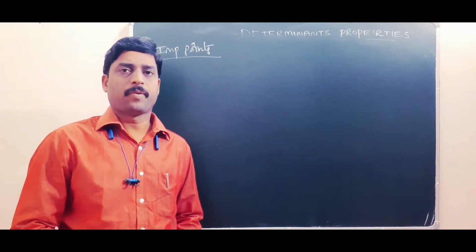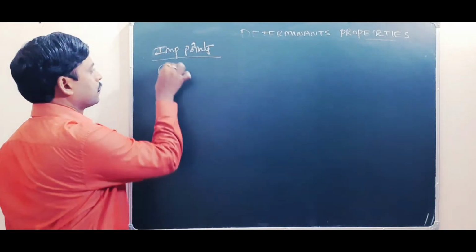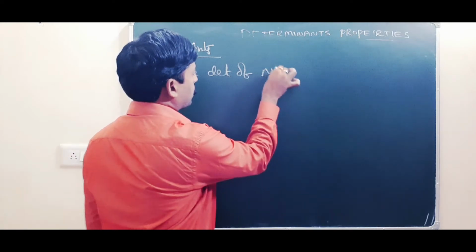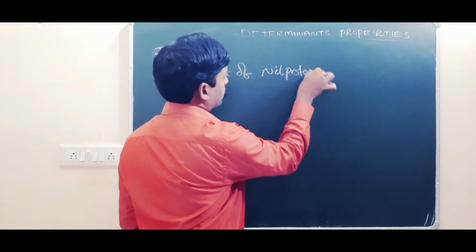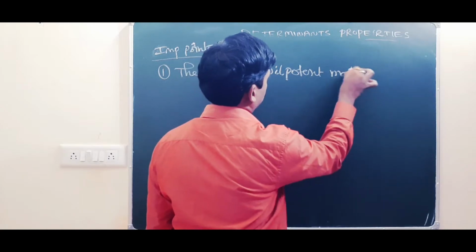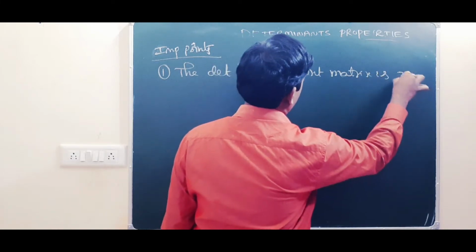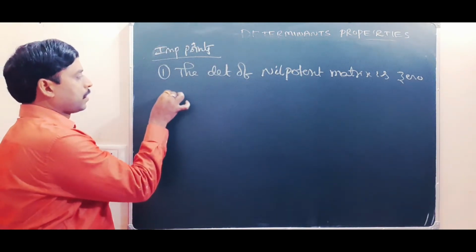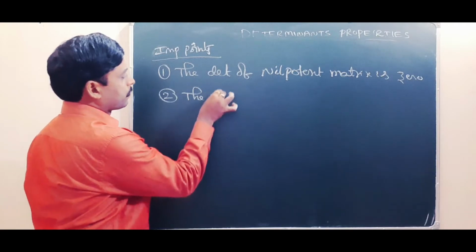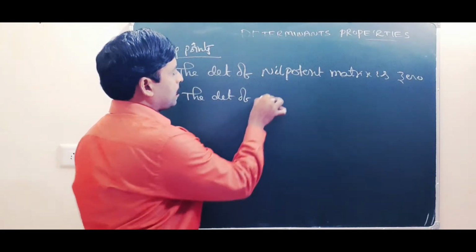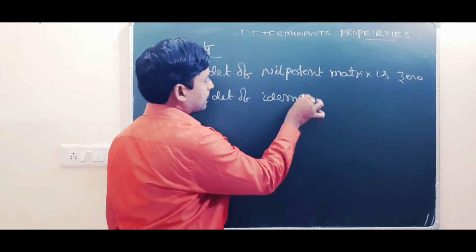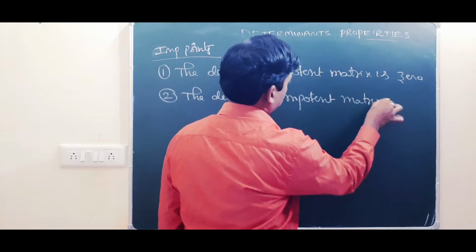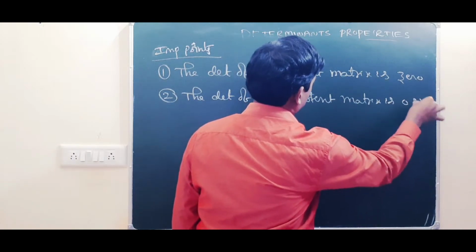Okay, now explain important points. First one, the determinant of a nilpotent matrix is 0. Okay, the determinant of a nilpotent matrix is 0. Second point, the determinant of an idempotent matrix is 0 or 1.